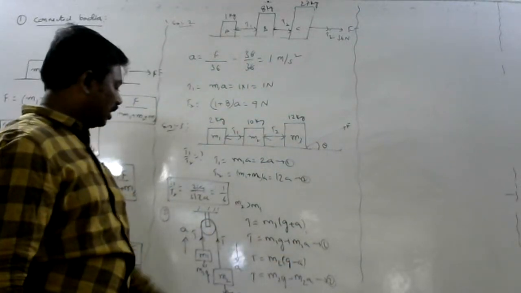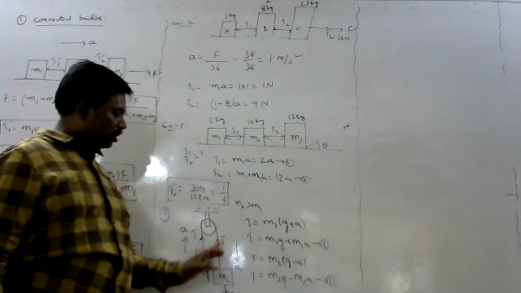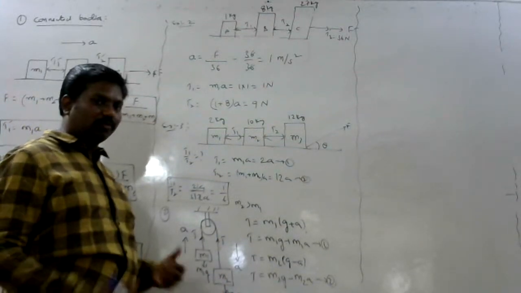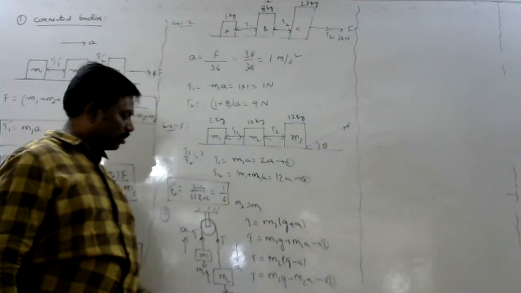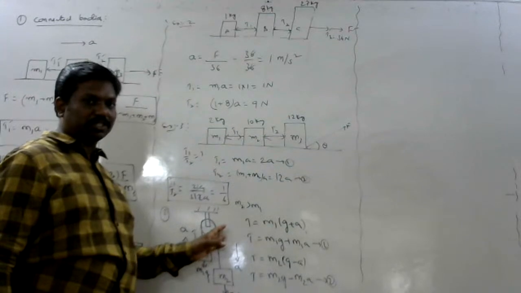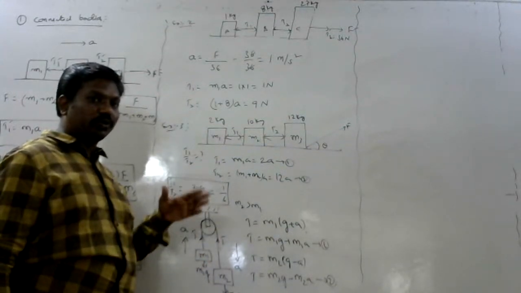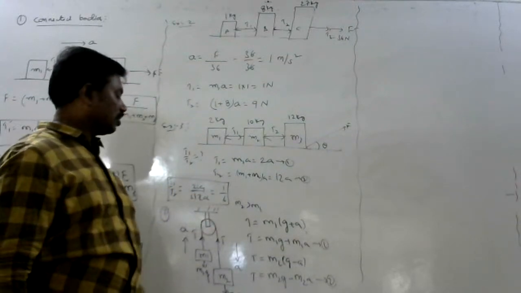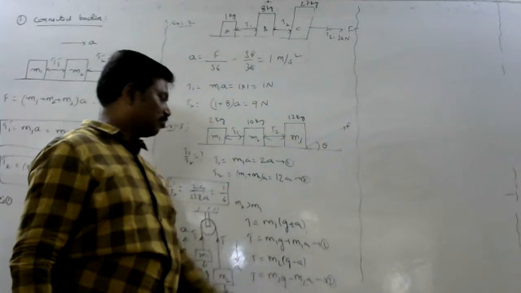In the same way, the free body diagram for m2: tension and m2g are in opposite directions. So net force F is equal to m2g minus T. From Newton's second law, F is equal to m2a. So from that equation also, T is equal to m2g minus m2a.